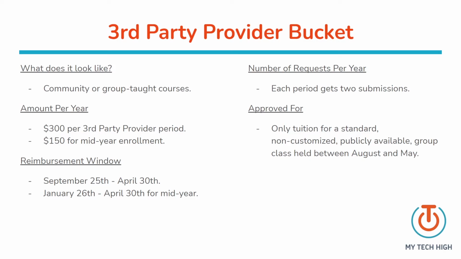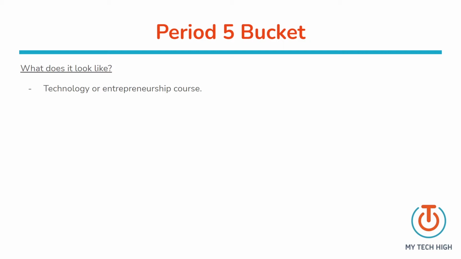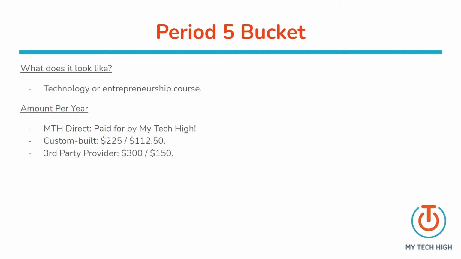The Period 5 bucket is for technology and entrepreneurship courses in Period 5 on your child's schedule. This bucket receives different amounts depending on the course type. If the course is a MyTech High Direct course, then $0 is available for reimbursement because MyTech High pays for that course. If the course is a custom-built course, then $225 is available for reimbursement. If the course is a third-party provider, then $300 is available for reimbursement. Remember that each bucket is separate and their funds cannot be combined with each other.